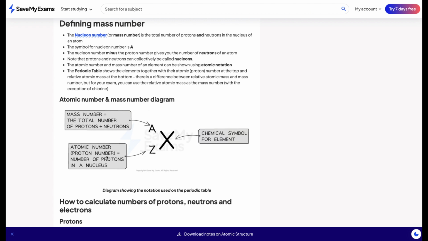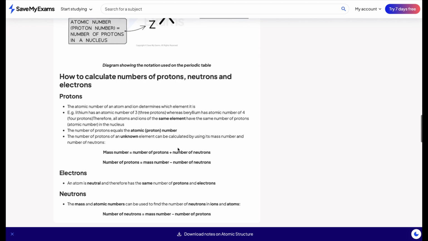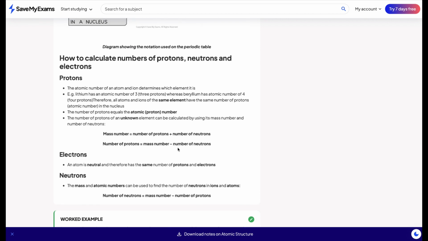The atomic number is the number of protons in the nucleus, which is represented by Z. Now this X is the chemical symbol for an element. How do we calculate the number of protons, neutrons, and electrons? The number of protons is equal to the number of electrons if the atom is electrically neutral. If the atom is not losing or gaining electrons, if it's just an atom and not an ion, then the number of protons equals the number of electrons.